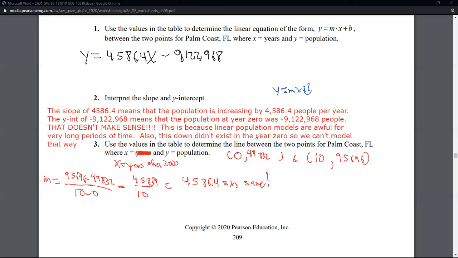So the x value is the 0, the y value is that 49,000. So we go 49,832 equals, the m was the 4586.4 times the x, which is 0, then plus the b. Again, this is the y value, this is the x value. I did not plug in the same y and x value as you saw me do in number 1. Again, I could still plug in the 10 and the 95,000 instead. You will get the exact same value of b, but your algebra will be more difficult. You'll have to do the same type of algebra as last time, whereas this time, since anything times 0 is 0, you just get 49,832 equals b instantaneously.